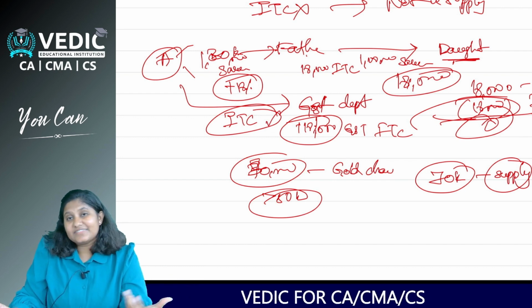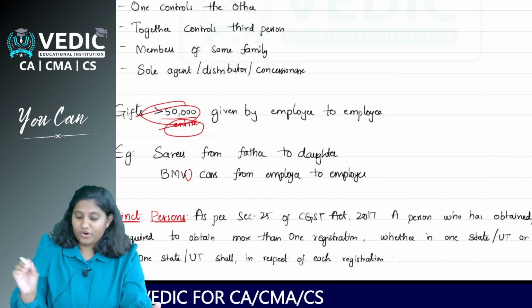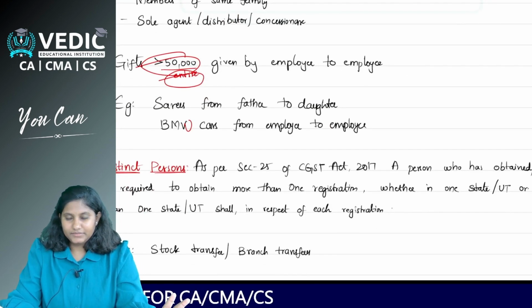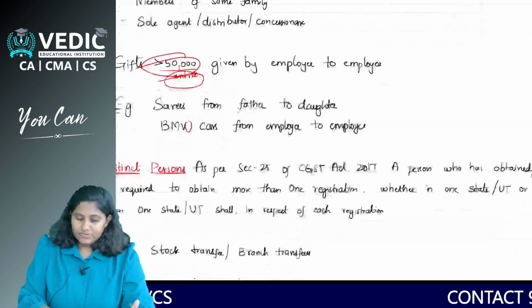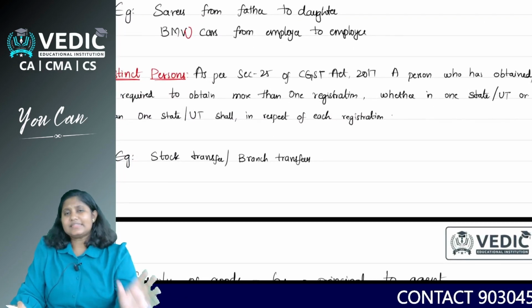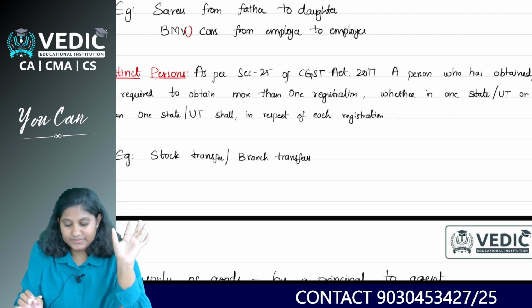Obviously, even without consideration, it is considered as supply. The employer has to pay GST to the government on it. Clear? This is the supply between related persons. Now it comes to distinct persons. What is a distinct person? Section 25 of the CGST Act 2017 deals with it.